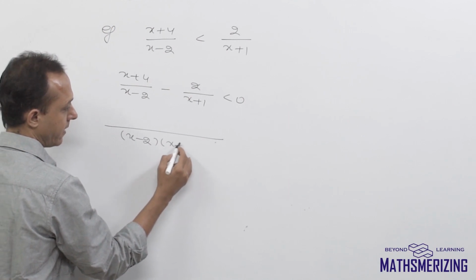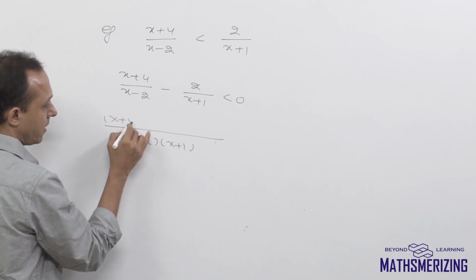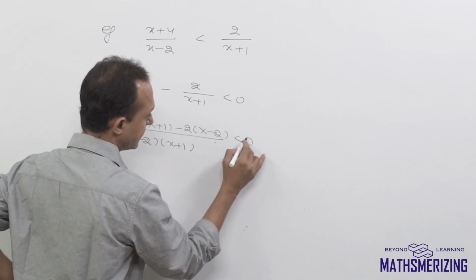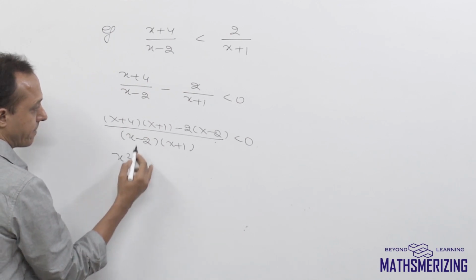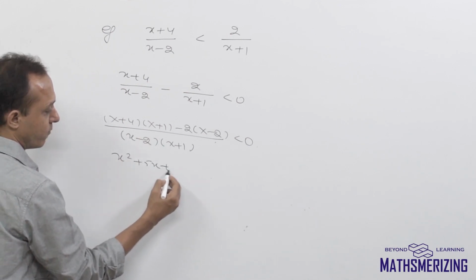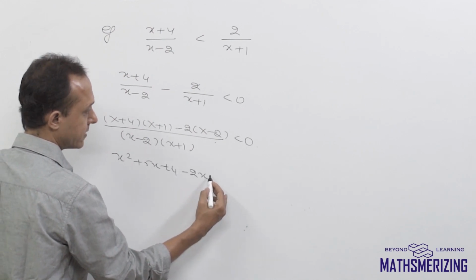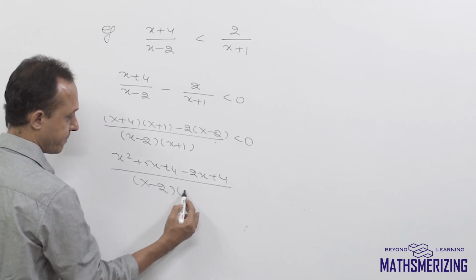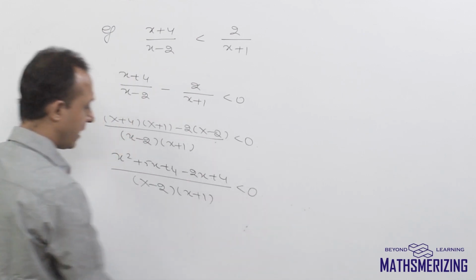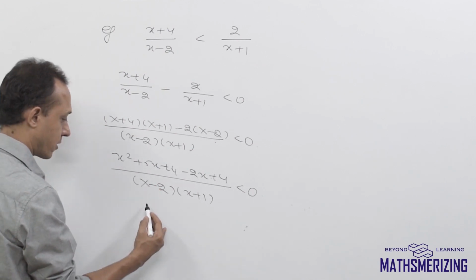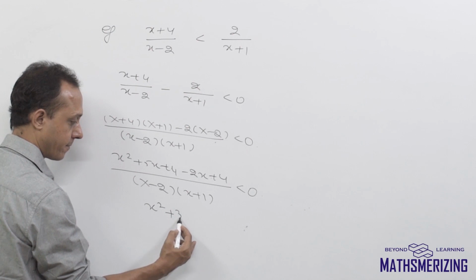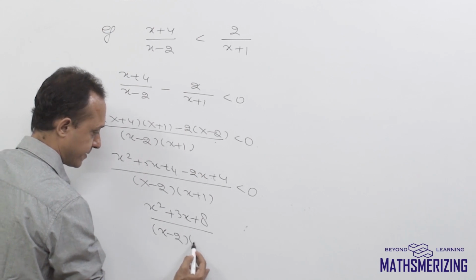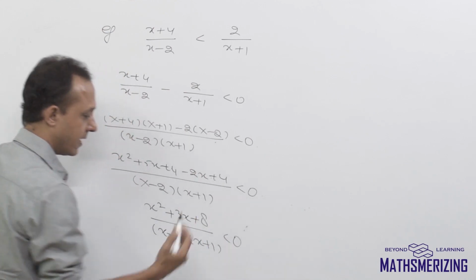So x minus 2, x plus 1 in the denominator, and the numerator is x plus 4 times x plus 1 minus 2 times x minus 2, less than 0. So what will I get? I'll get x square plus 4x plus x plus 4 minus 2x plus 4 upon x minus 2, x plus 1 is less than 0. So I'll simply write it as x square plus 3x plus 8 upon x minus 2, x plus 1 is less than 0, right?